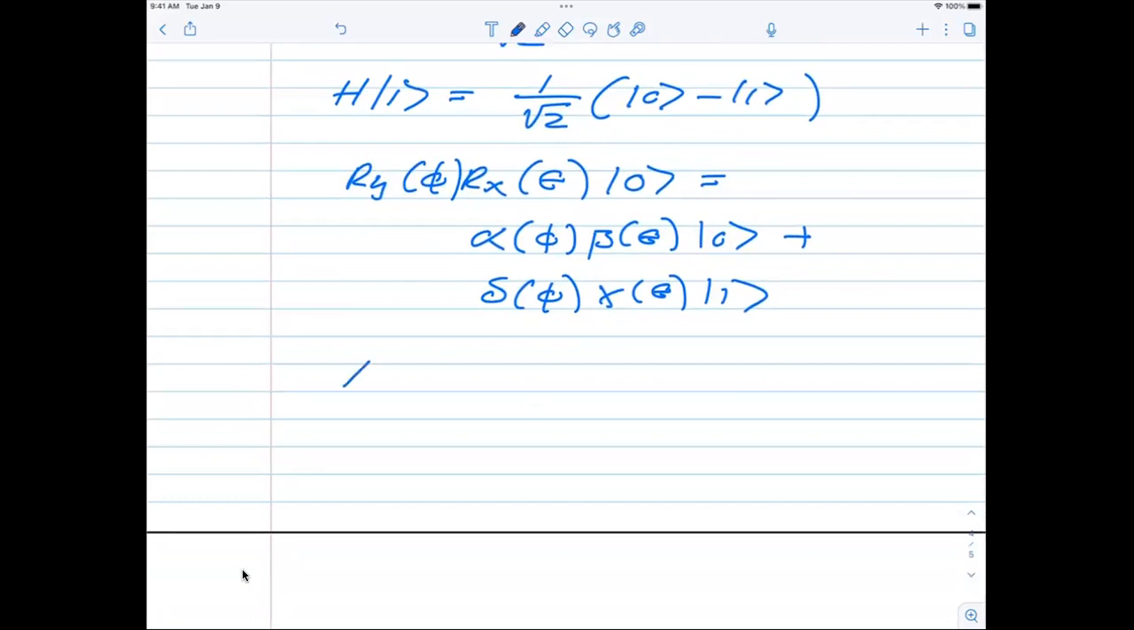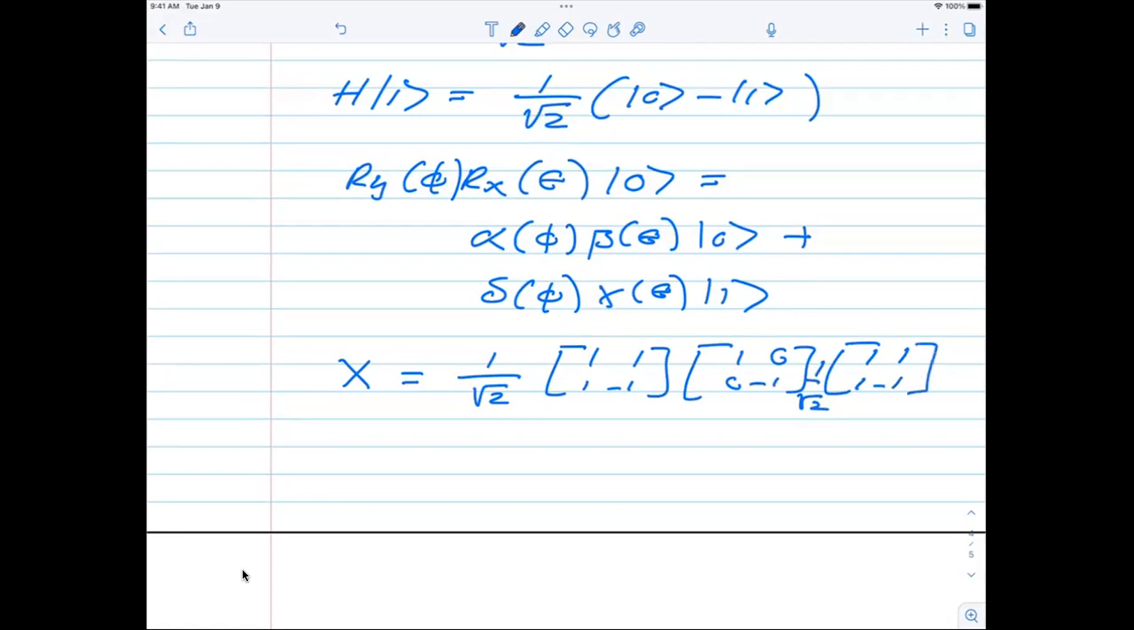Just to remind you, the sigma X matrix is given by taking the Hadamard matrix and multiplying it with the Pauli Z matrix, so that means we are performing this operation here. And this is multiplied with 1 over square root of 2 times the matrix 1, 1, 1, minus 1. That is going to give us simply 1 over 2, and then we get the matrix 0, 2, 2, 0.